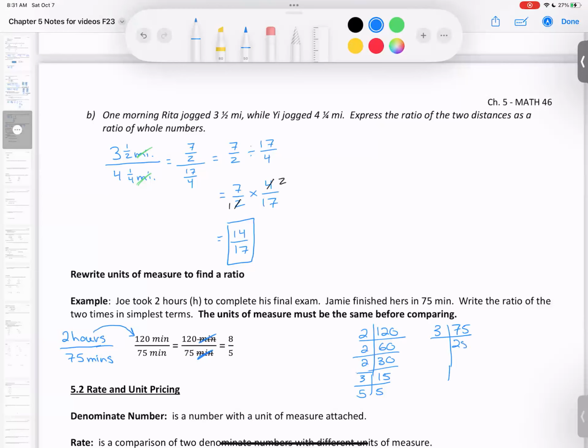Let's do 75 now. And then let's see what they have in common. So what do the prime factorizations have in common? We've got a 5 and we've got a 3. So our GCF here then is 3 times 5, which is 15. So we would divide the top and bottom here by 15, and that will give us our answer of 8 over 5.